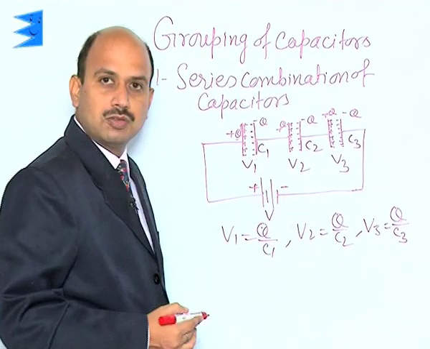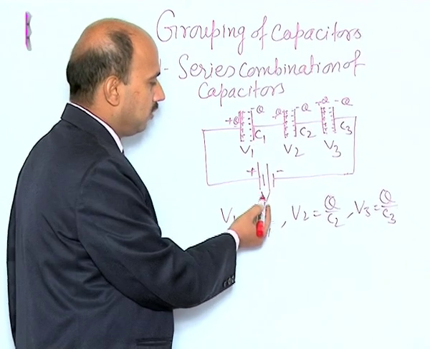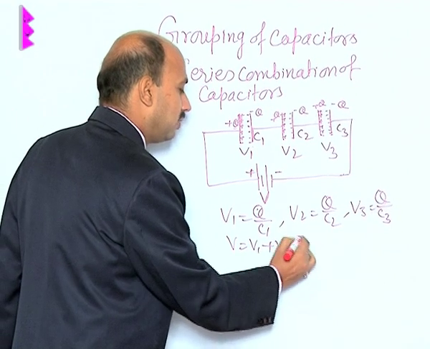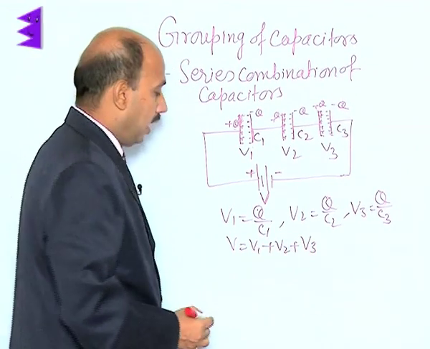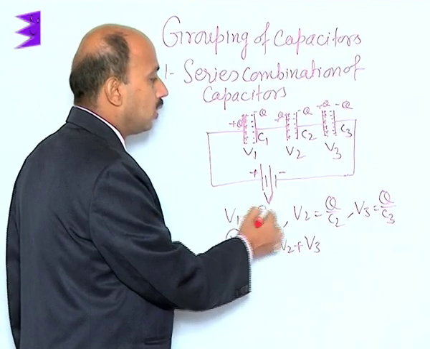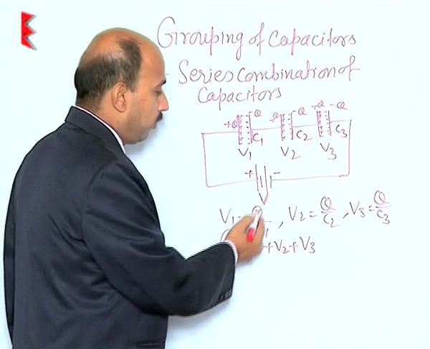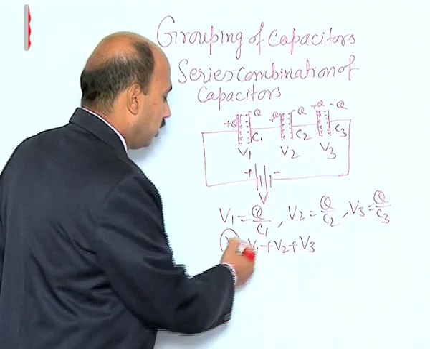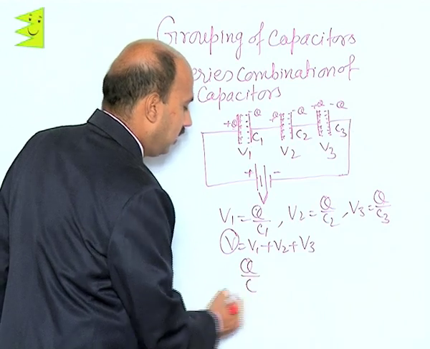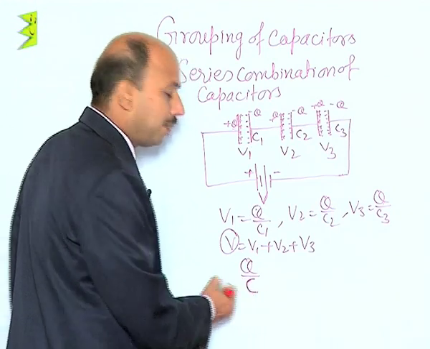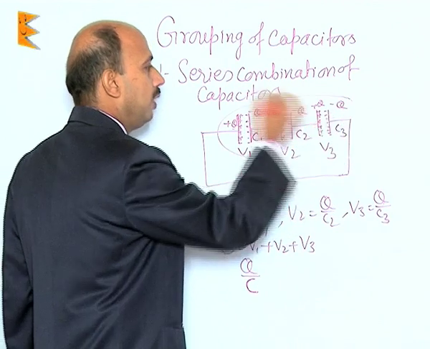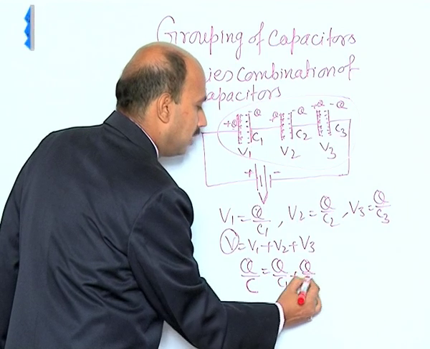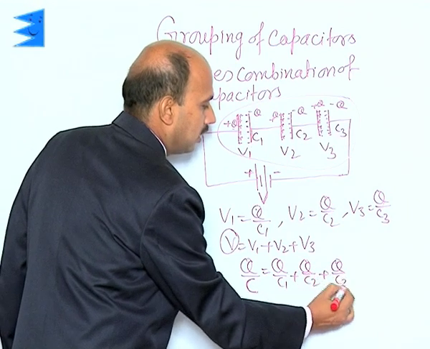But if you add these three potentials, V1, V2 and V3 across the three capacitors, you will get the total potential difference V. So, you can write V is equal to V1 plus V2 plus V3, and this V is called the total potential difference. For this total potential difference, we can write the total charge and equivalent capacitance. So, we can write Q upon C, where C is the total capacitance of the combination, is equal to Q by C1 plus Q by C2 plus Q by C3.